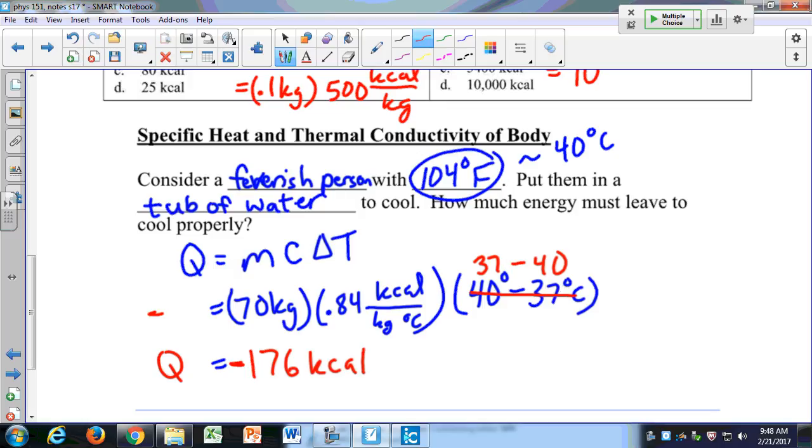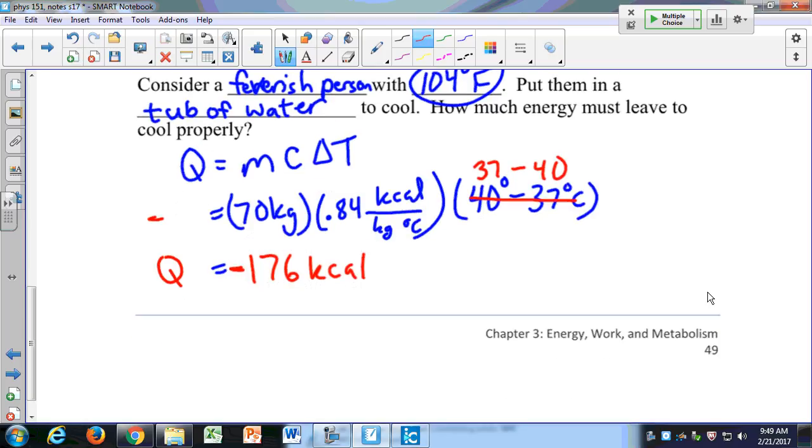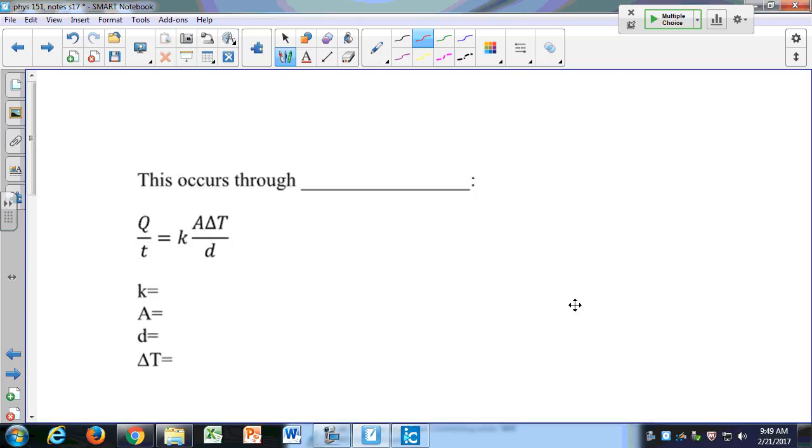That's how much energy you have to leave your body in order to cool down to 98 degrees Celsius. That assumes that your body sort of stops producing energy, which of course it doesn't. But, all right. So you'll see some calorimetry stuff.